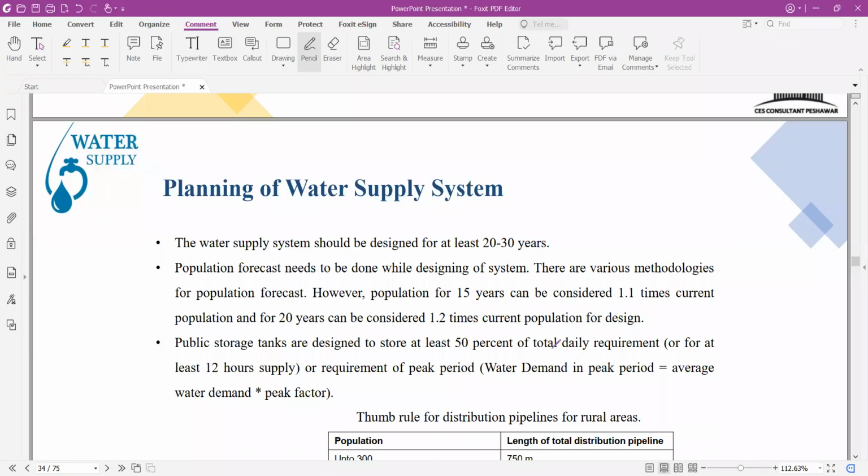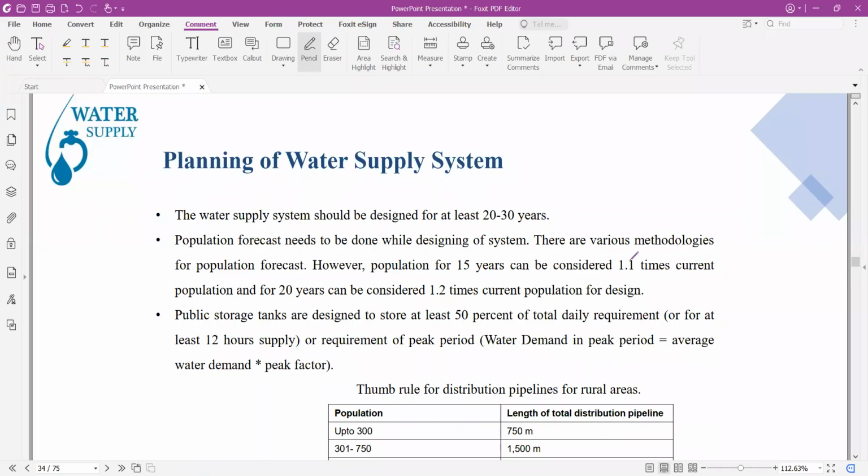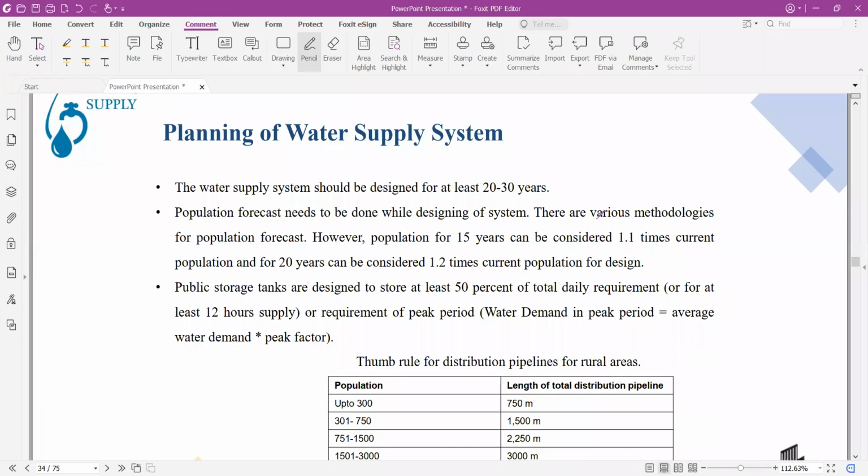Based on the geometric growth formula or the arithmetic formula, you can estimate or forecast the population. These are just some rules: for 15 years the current population should be multiplied by 1.1, and for 20 years it should be multiplied by 1.2 times the current population, if you want to design for 20 years. We will do an exercise on population forecasting and other things, inshallah, when we start the case study.